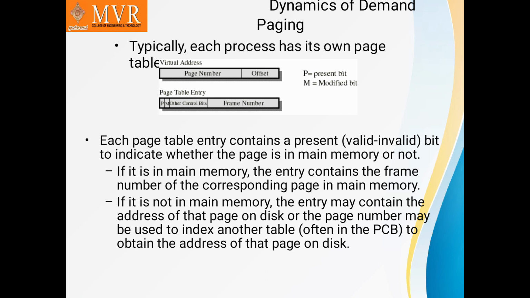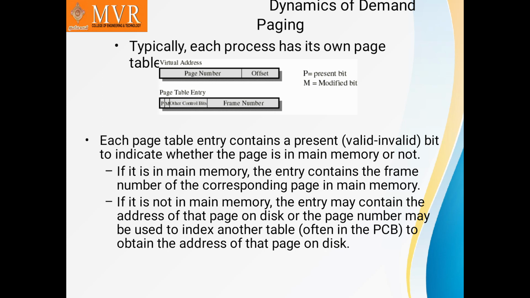And dynamics of demand paging: typically each process has its own page table. See here, the virtual address is a page number and it has an offset also, and the page table is an entry of frame numbers, P equal to present bit and M is the modified bit.